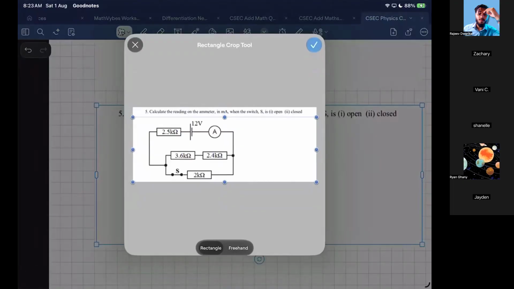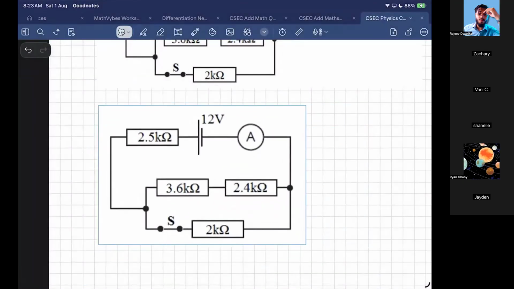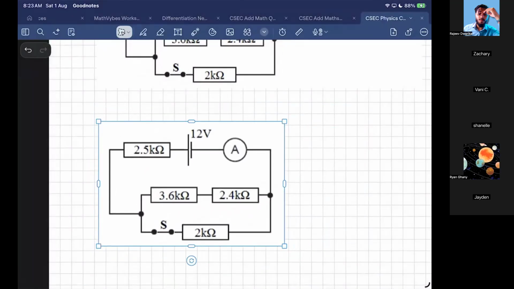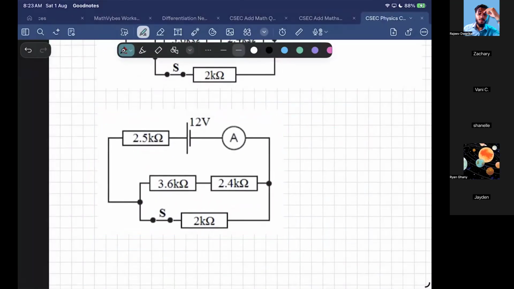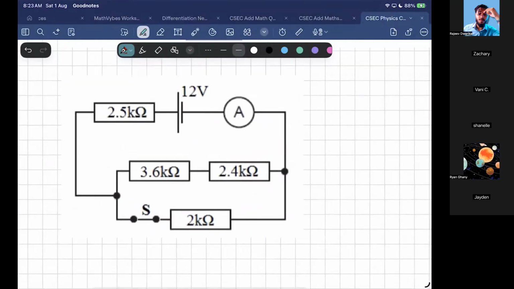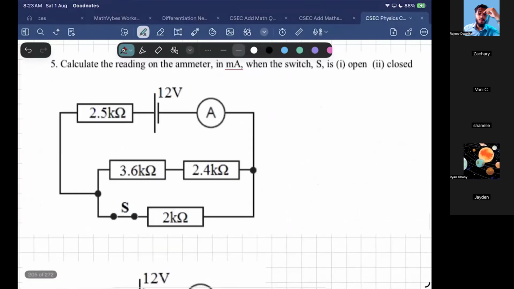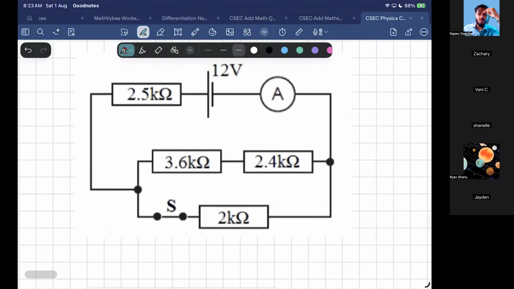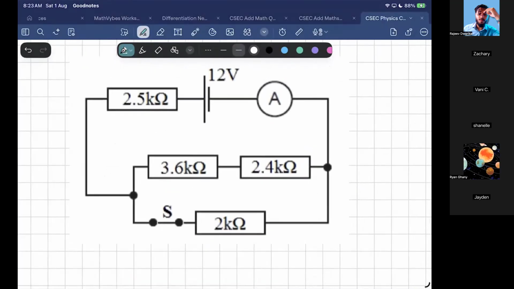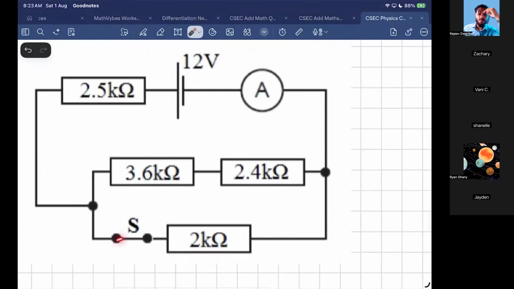Zachary, if a switch is open, can current pass through that threshold, or will it stop before the switch? Say it won't be able to pass through. We'll be able to pass through, right? So the switch is open. So let's see what that would look like. Right now, is the switch open or is the switch closed?